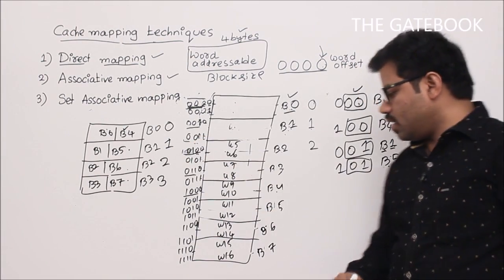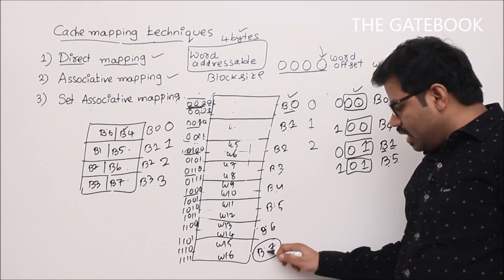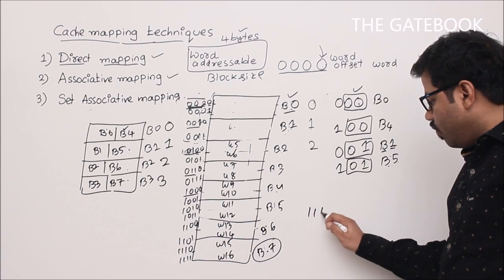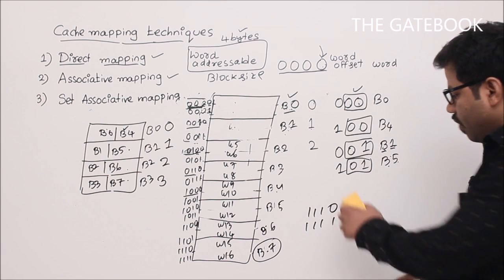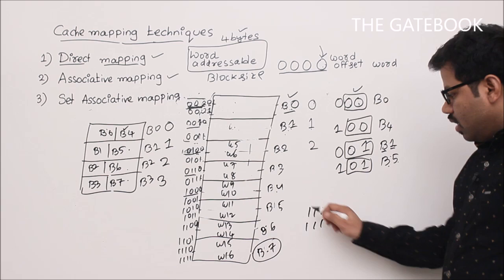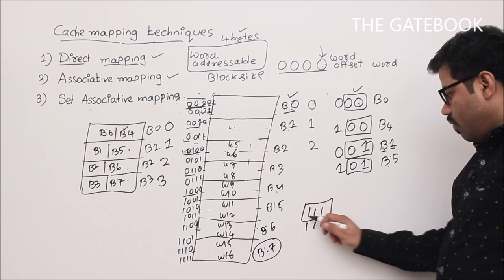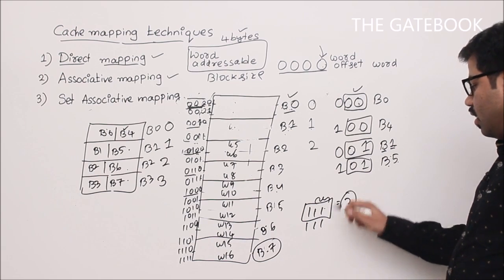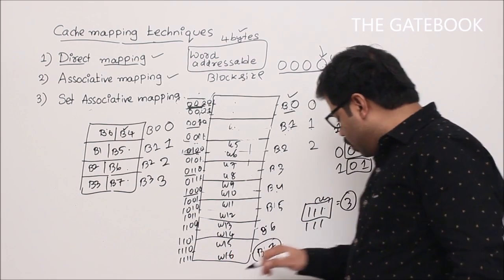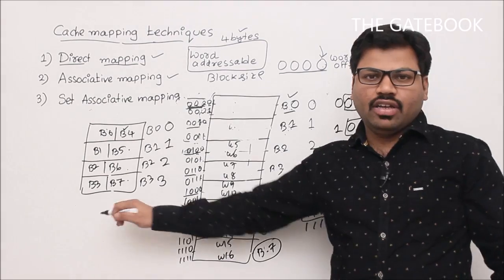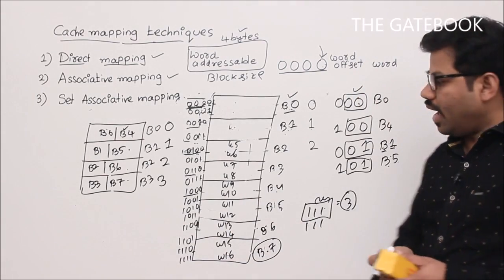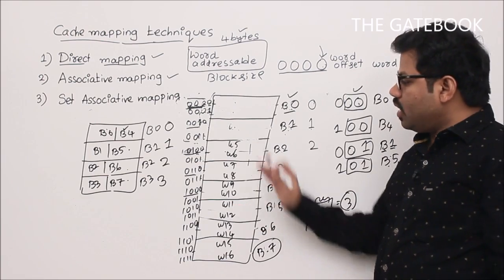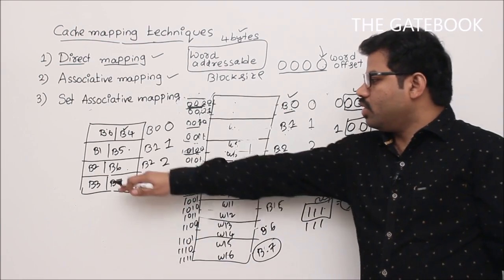Now I got a shortcut. For example, let's say you want to know where B7 will be mapped. Take the binary pattern of B7. We have 2 words, 1110 and 1111, but we are interested in the block number. This is the block number part, 111. Then focus on these 2 bits. What is that value? 3. Then definitely block 7 is mapped to block number 3. In that way we can identify. So this is about the direct mapping technique, and whatever procedure I told you is the easiest way to map these blocks into these blocks.